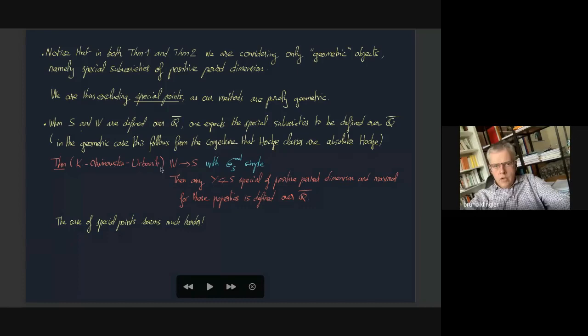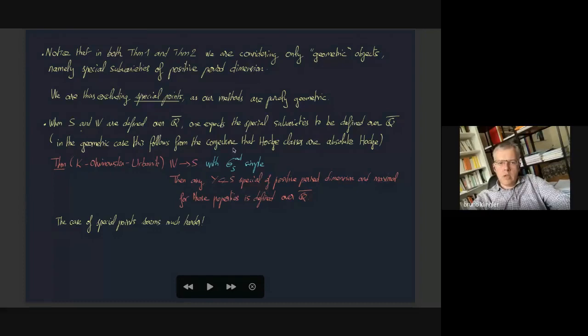And with Odvinovska and Urbanik, we recently proved that, still under the assumption that the adjoint group is simple, any special subvariety of positive period dimension which is maximal for this property is actually defined over Q bar. Again, this tells you that as soon as you have some geometric information, namely that the image is not just a point, then we can say something. And of course, the case of points seems much harder. In fact, the case of points is essentially equivalent to the fact that Hodge classes are absolute Hodge.